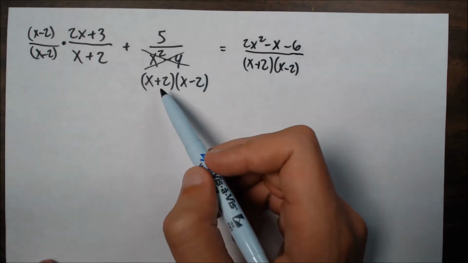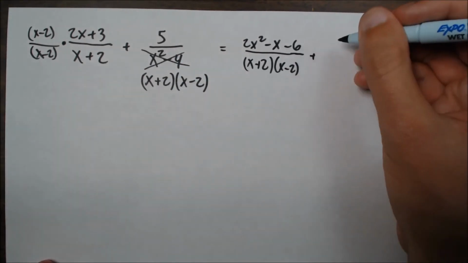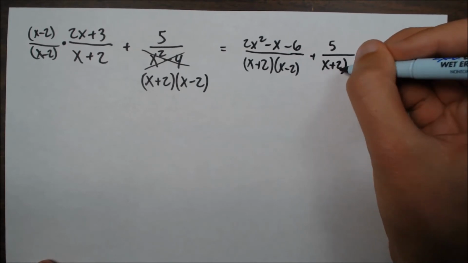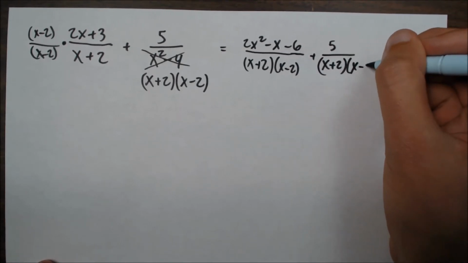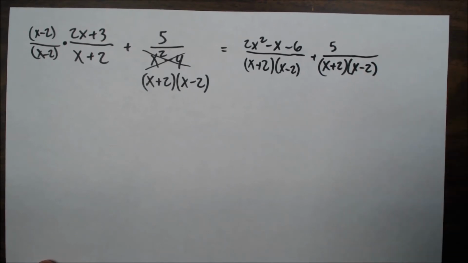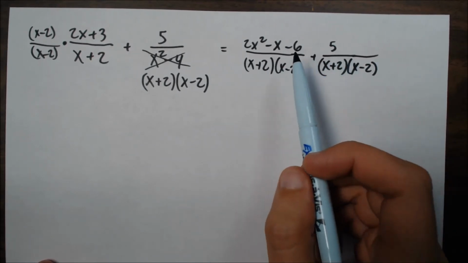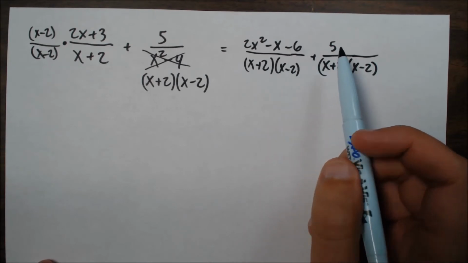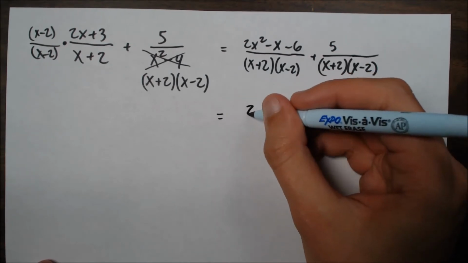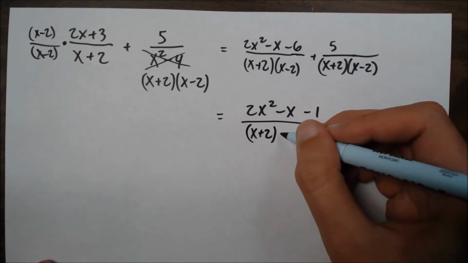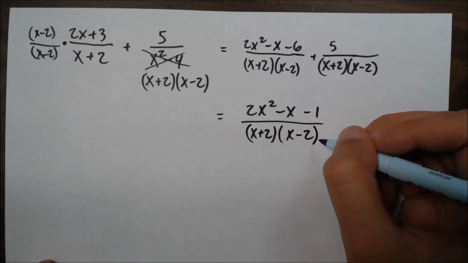Now on this side, we've already got the common denominator. And since we have a common denominator now, all we have to do is combine the like terms on the top. So the negative 6 and the 5 we're going to combine, and we're going to get 2x squared minus x minus 1 over x plus 2, x minus 2.